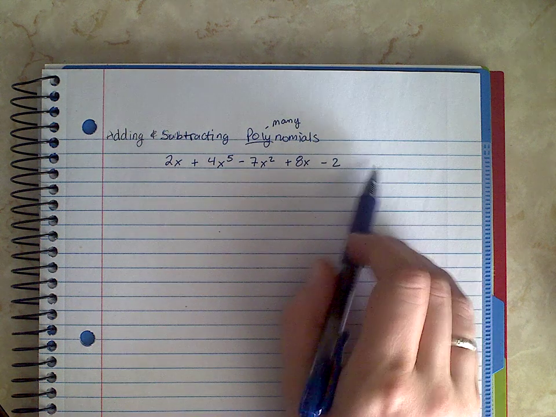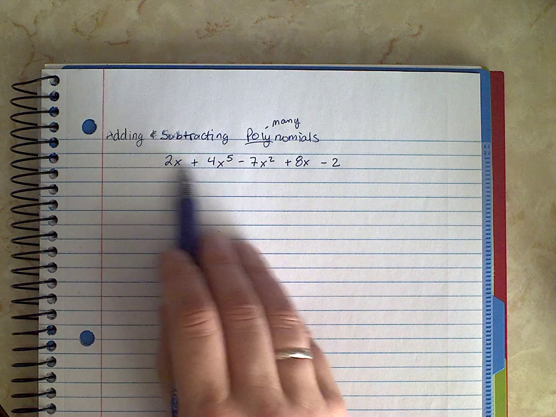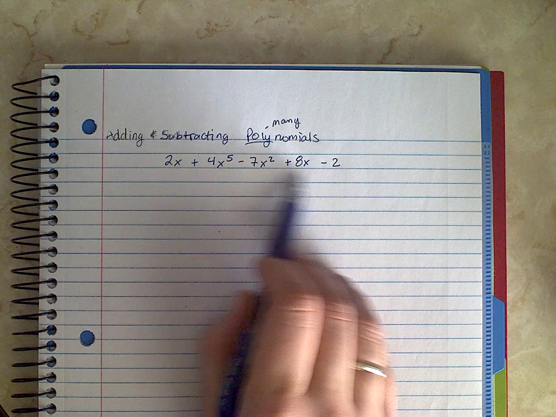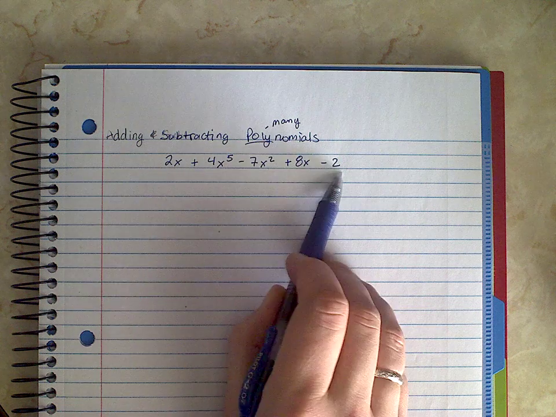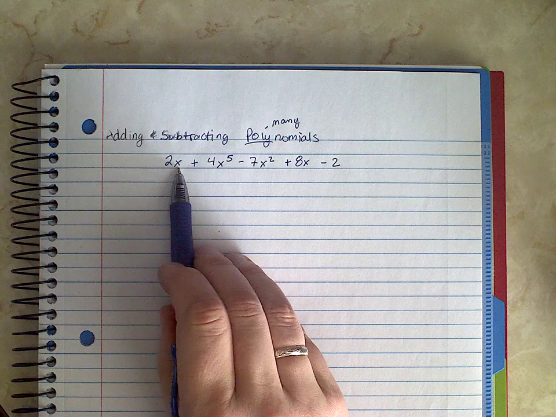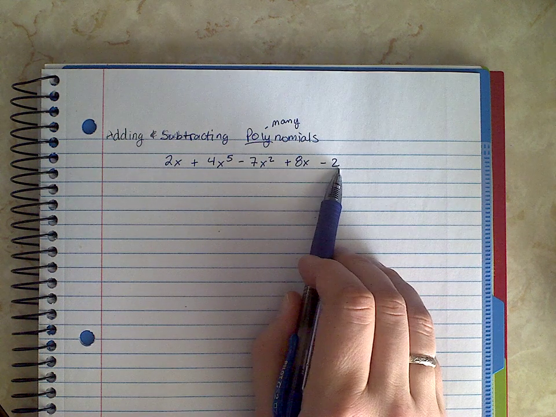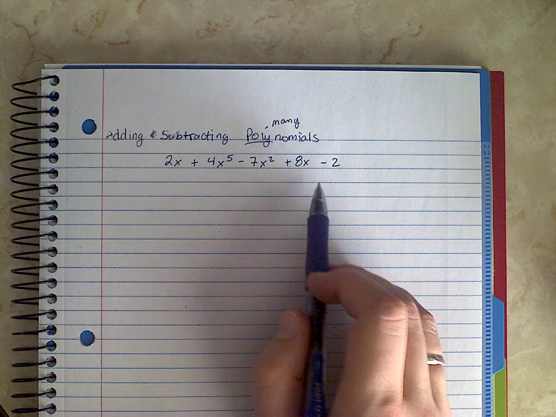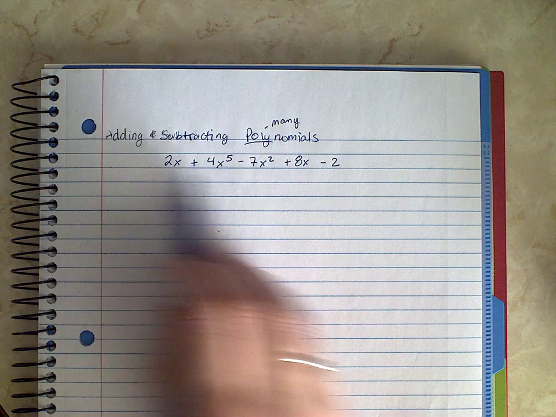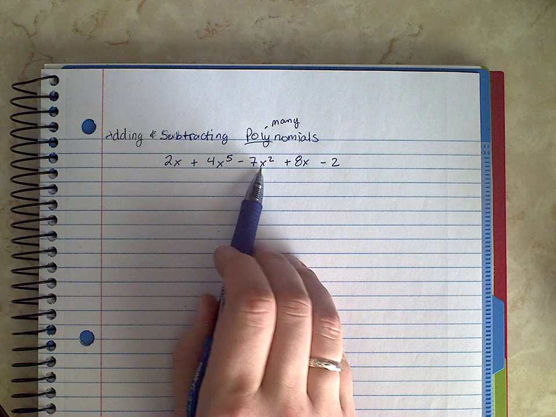What we do have to do here is look for any like terms, any similar x's, and see if we can combine them. Now, x's will only combine through addition and subtraction if they're the same type of variable, meaning the same x or same y, and if they have the same exponent. So here, I've got a plain x, x to the fifth, x squared, another plain x, and then something with no x's. So the only ones that will combine through addition and subtraction are 2x and plus 8x. They will not combine with 4x to the fifth, and they will not combine with minus 7x squared.